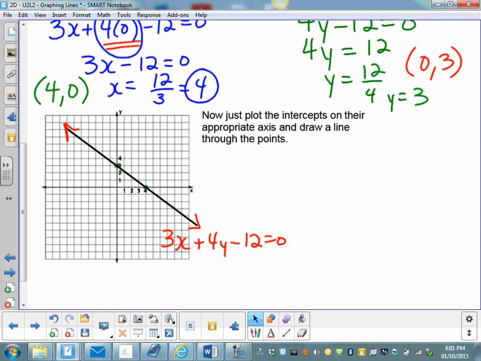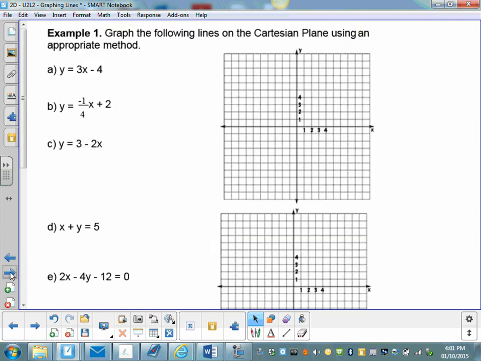All right, so now we are on to some examples. So we're going to graph these lines on the Cartesian plane. That's what we call this type of grid, the Cartesian plane, using an appropriate method. We're not going to use table of values for any of these, when we can easily pick out the slope and the y-intercept.